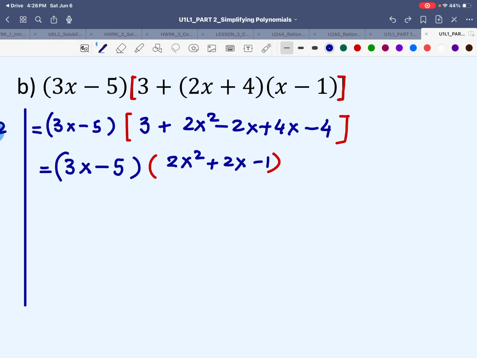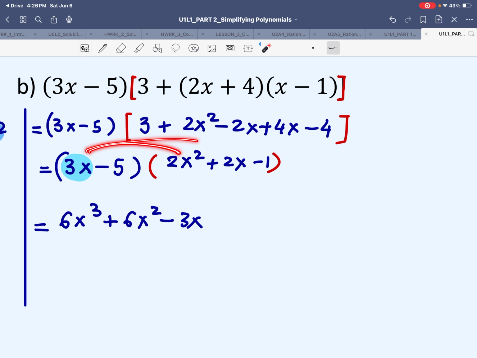And I'm going to keep this blue. I'm going to start off with the term 3x. And we're going to say that we have 6x to the power of 3 plus 6x to the power of 2 minus 3x. We all see where this comes from, right? So 6x cubed, 6x squared minus 3x.